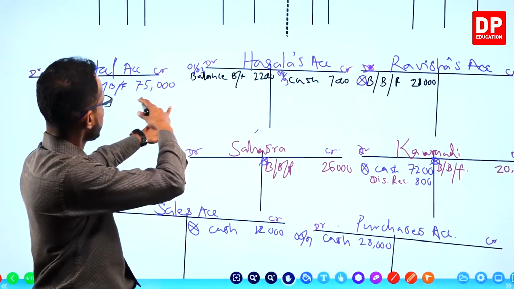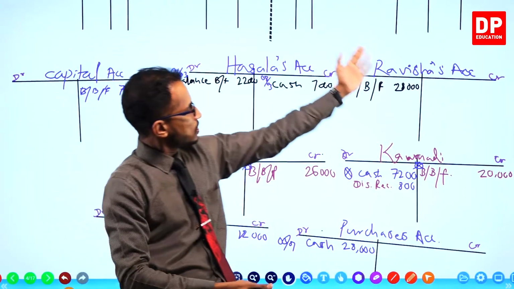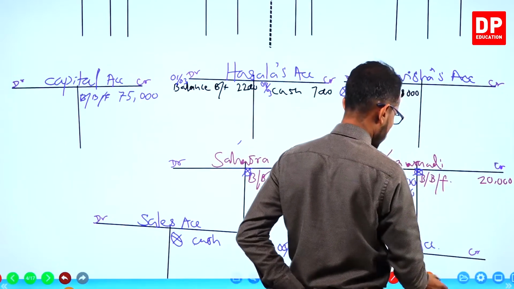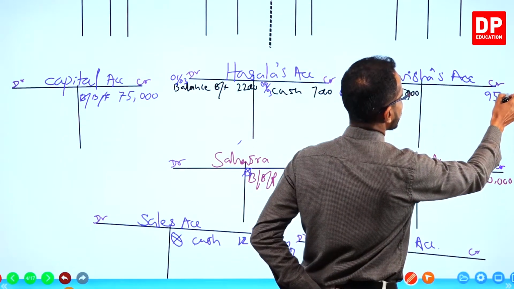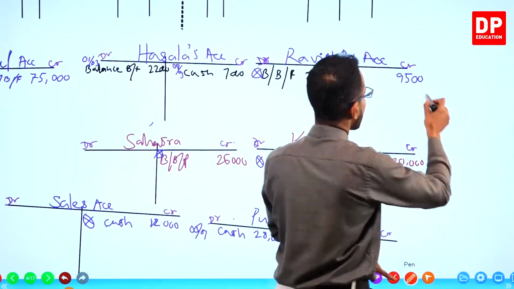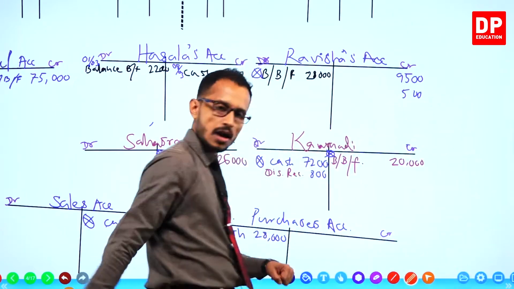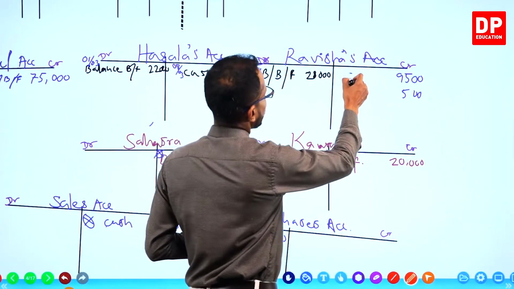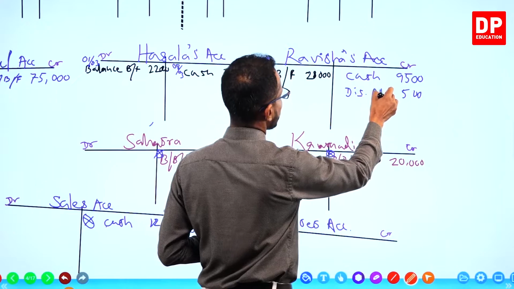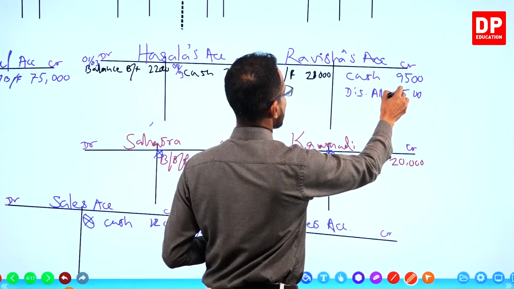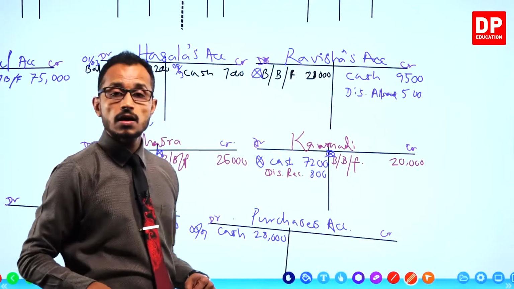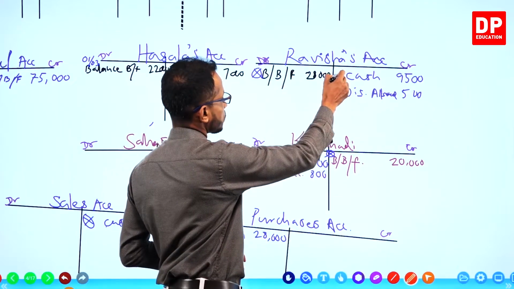Where is it? It was here. Ravisha's account, credit 9,500 and discount 500. Cash, discount allowed. All right, again the date.